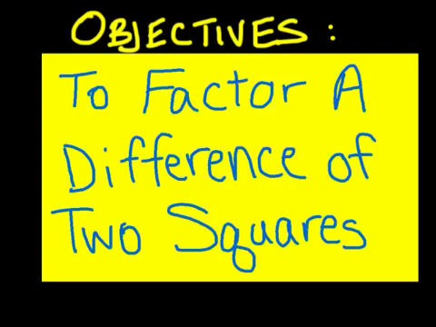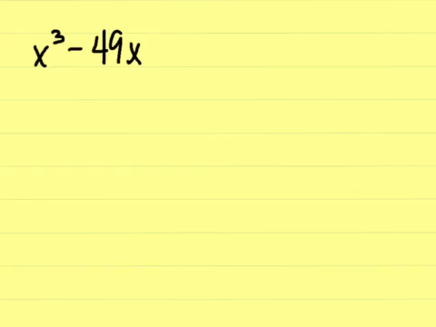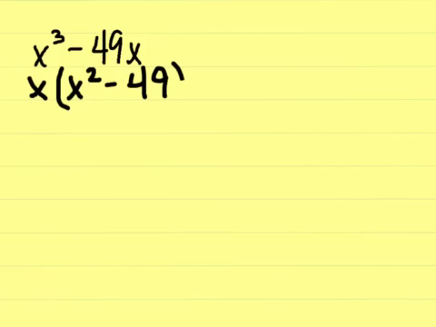Alright, today's objective, again, is to factor a difference of two squares, but this time we're adding exponents. We have x cubed minus 49x. A common factor is x, so we're left with x squared minus 49. We now have a difference of two squares. We keep the x.